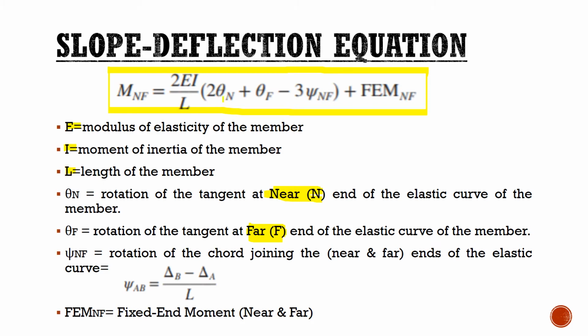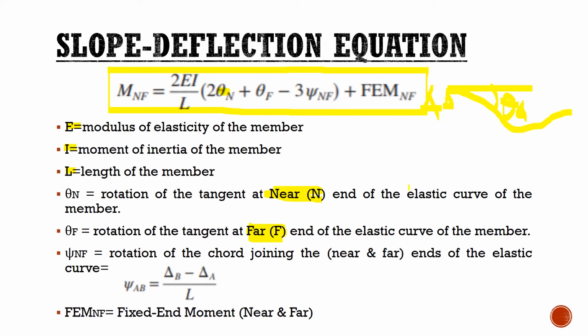Then 2 theta N, the rotation at the near end, like the one at A earlier. To recall a little: if you monitor the elastic curve at A, there is the tangent, and then this theta A. Recall the drawing from earlier where I explained the slope. So 2 theta N at the near end plus theta F at the far end.